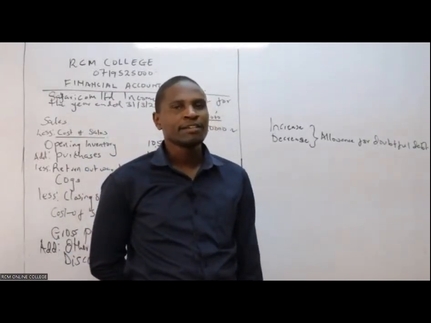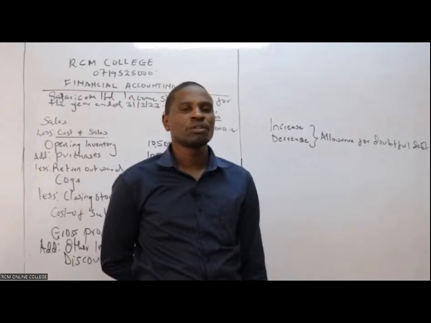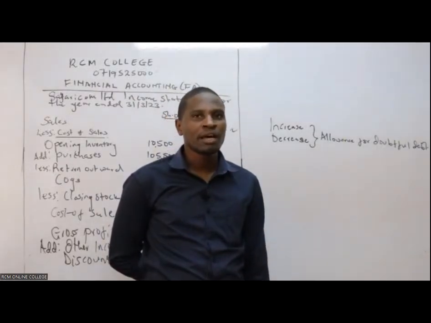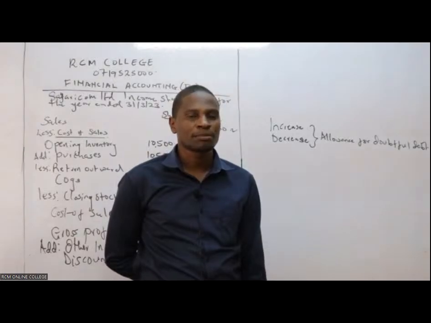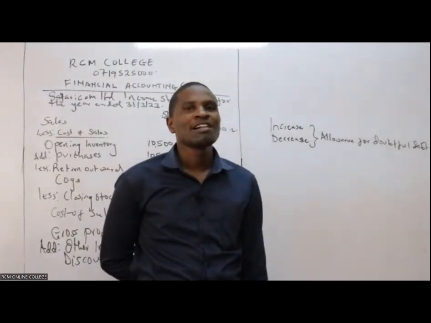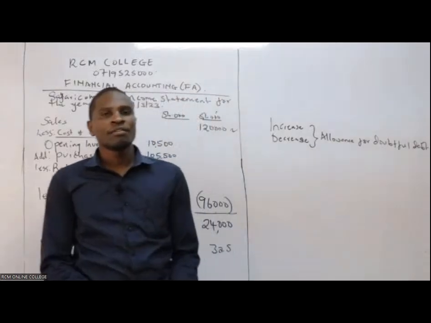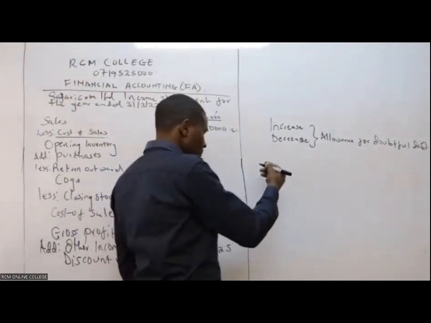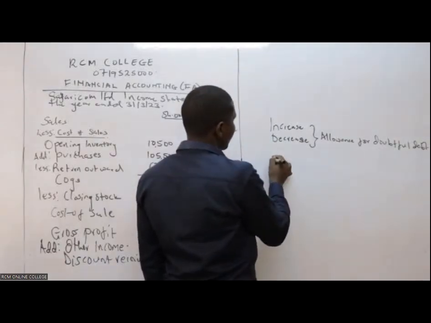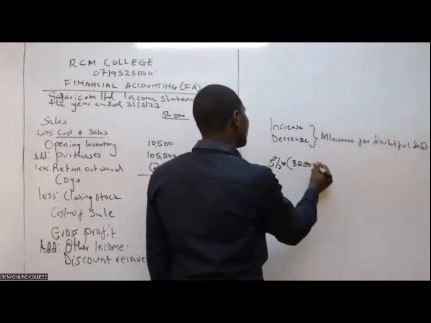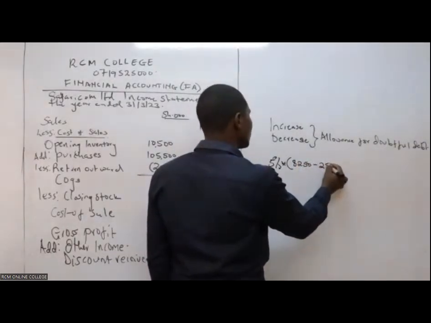Decrease in allowance for doubtful debt is an income, whereas an increase in allowance for doubtful debt is an expense. If I look at the trial balance, the examiner had given me the allowance for doubtful debt. So I now have to compute the 5%, the given 5% of 8250. 8250 minus 250.